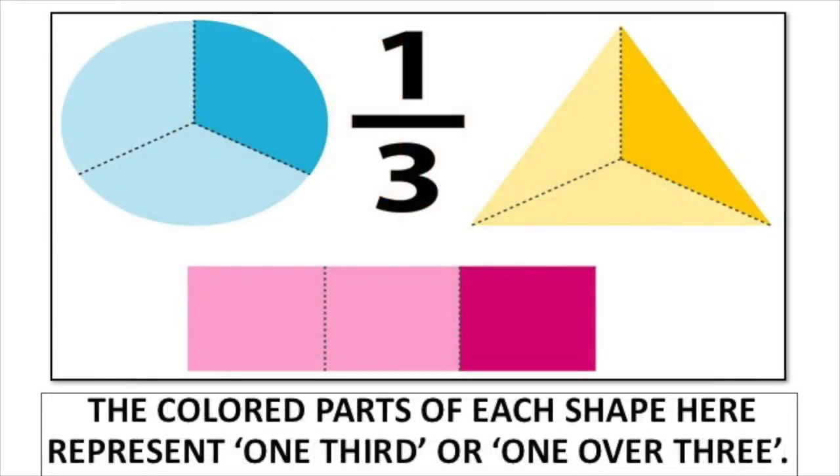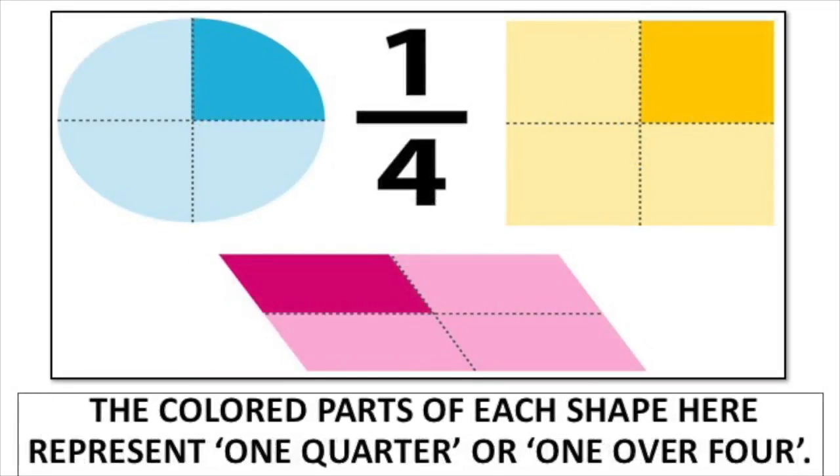The colored parts of each shape here represent 1/3. Yes, each colored part of the shape, whether it be a circle, a triangle, or the bar, the rectangle, you can see that each colored part represents one segment. So even though they're different shapes, the fraction remains the same. It's 1/3.